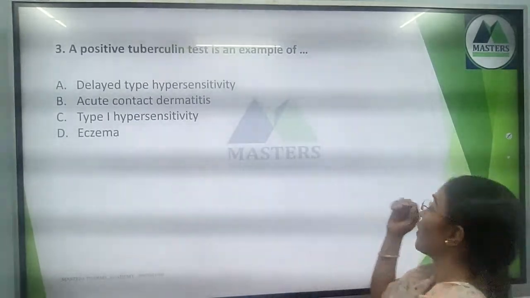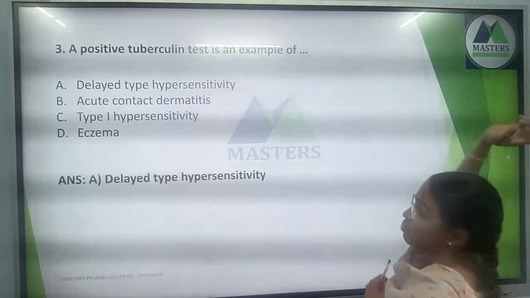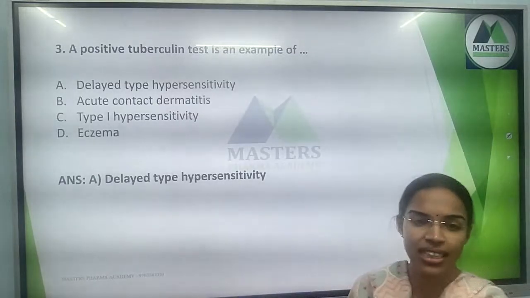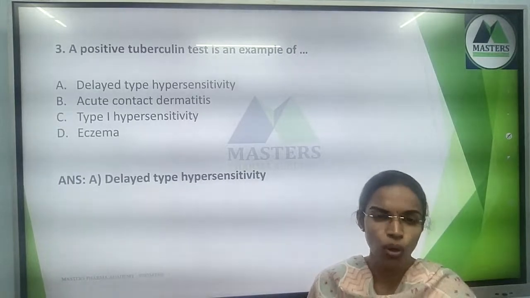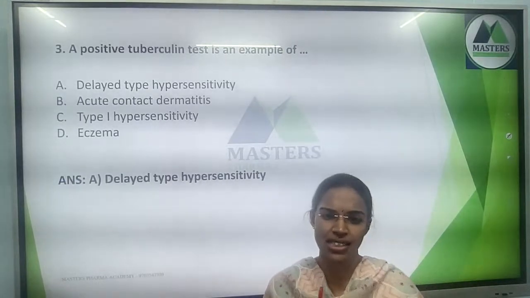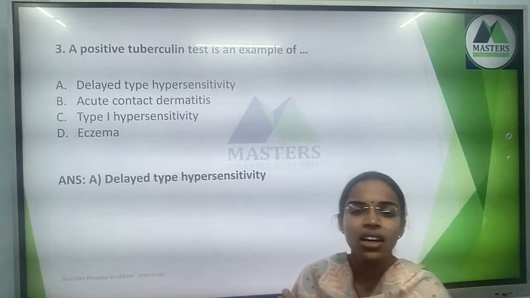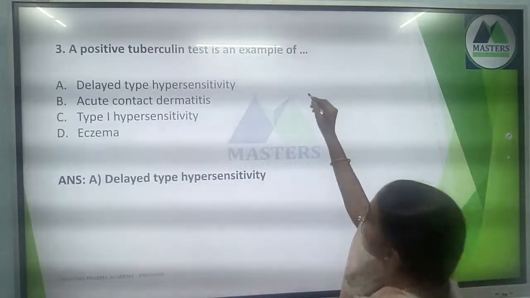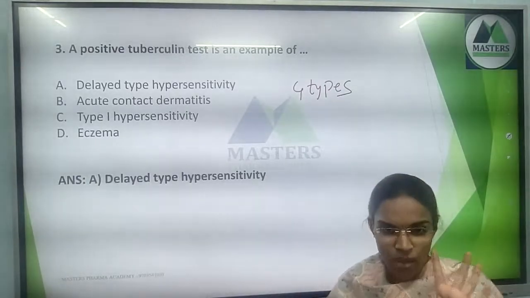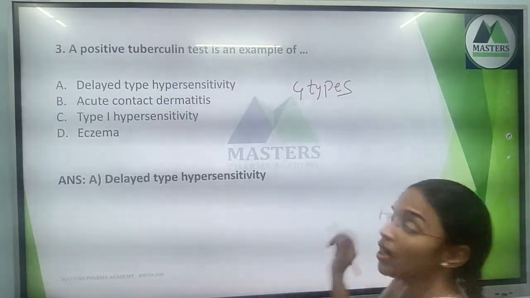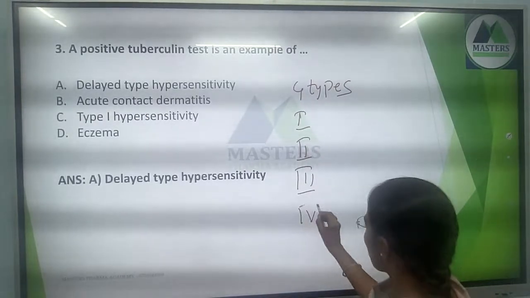Please tell me the answer for this question. Yes, the answer is a delayed type of hypersensitivity reaction. On the whole, how many types of hypersensitivity reactions are there? There are totally 4 types of hypersensitivity reactions: type 1, type 2, type 3 and type 4.